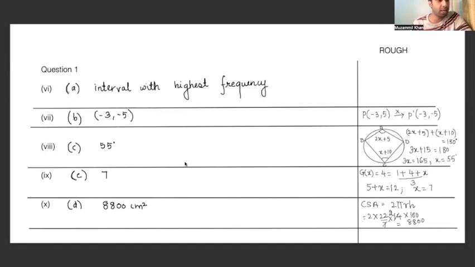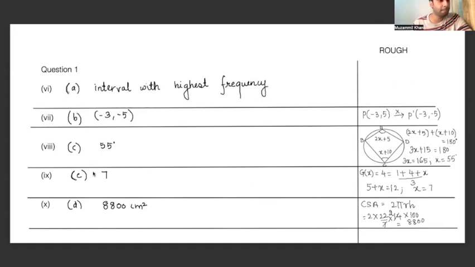Then question 8. So in question 8, we were given a circle and a cyclic quadrilateral. So all 4 vertices were on the circumference of the circle. And we were given 2 opposite angles, angle BAD and angle BCD. And we know that the opposite angles of a cyclic quadrilateral are supplementary. So they add up to 180. And this is what I've shown here. 2x plus 5 plus x plus 10 is equal to 180. On solving this equation, we get the value of x as 55. And that is option C. So question 8 is option C, 55 degrees.